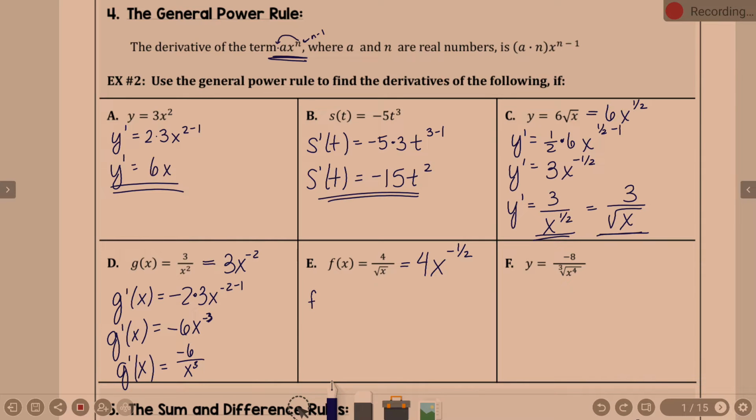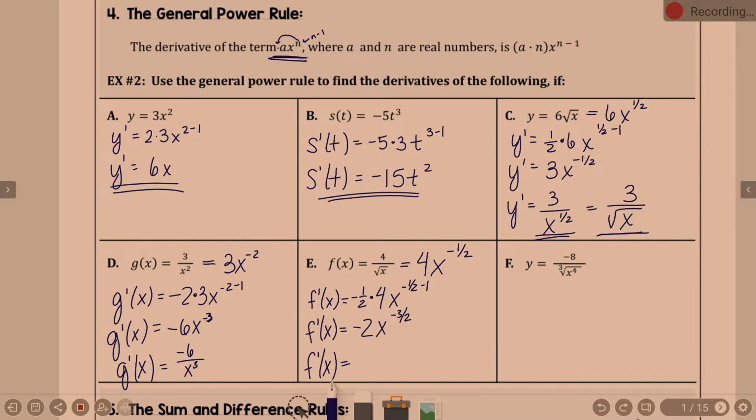Okay, so f prime of x is negative 1/2 times 4 x to the negative 1/2 minus 1. Negative 1/2 times 4 is negative 2. x to the negative 1/2 minus 1 is negative 3 halves. And then do you leave it in the fraction, like the exponent?